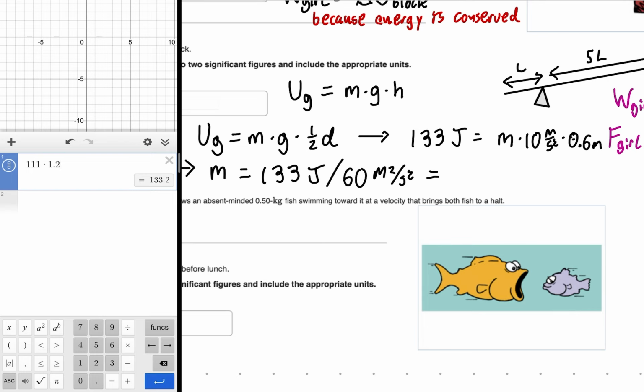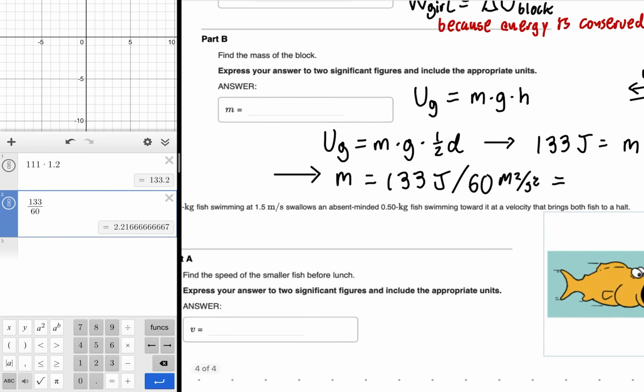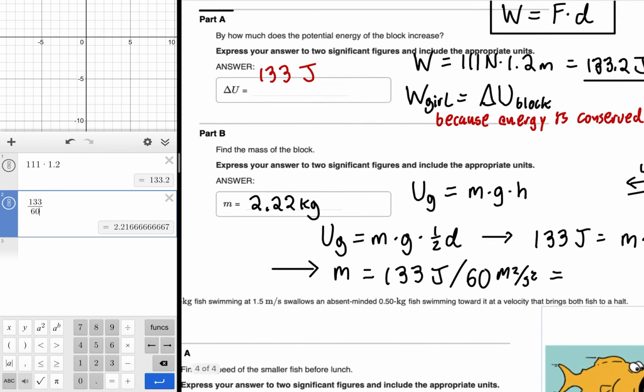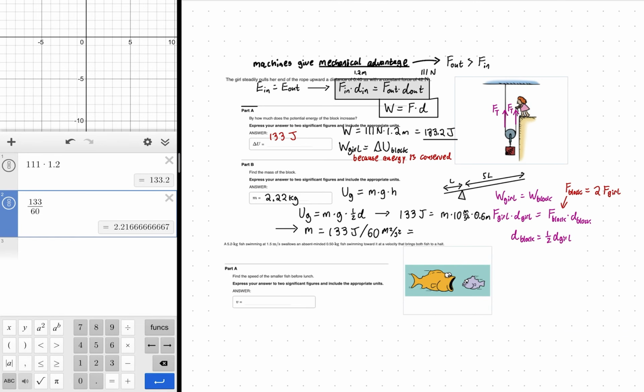And so we're just going to get 133 divided by 60. I'm going to round here, which I normally wouldn't recommend, but since we're already rounding gravity, it's not that big of a deal. We'll just divide by 60, and then we get that the mass must be 2.22 kilograms. All right, well, there you have it. There is your approach to solve that first problem.